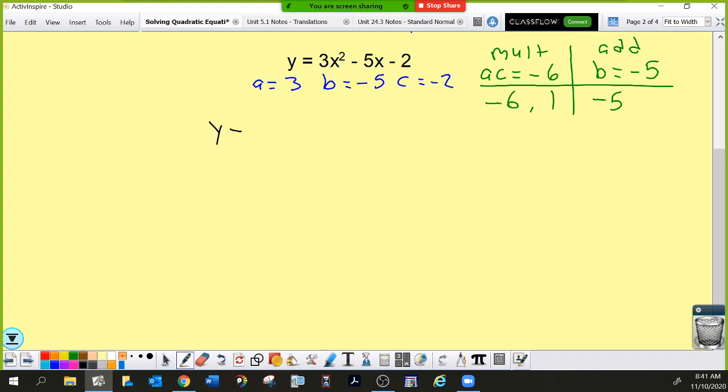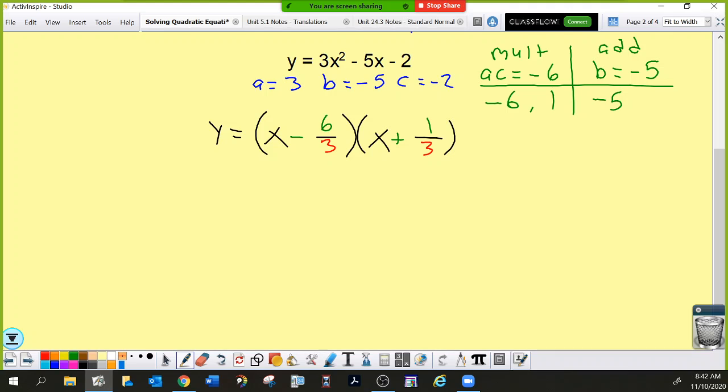So y equals two sets of parentheses. X is in the front, fractions in the back, and then the numbers you found: x minus 6, x plus 1 over 3. And I'm just going to reiterate, order of the parentheses does not matter. If you put x plus 1 over 3 first, that's fine. It's the same answer. Please don't forget the over 3.